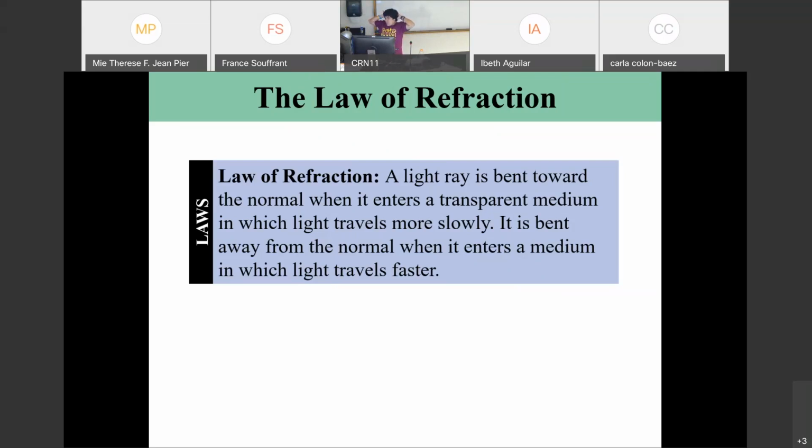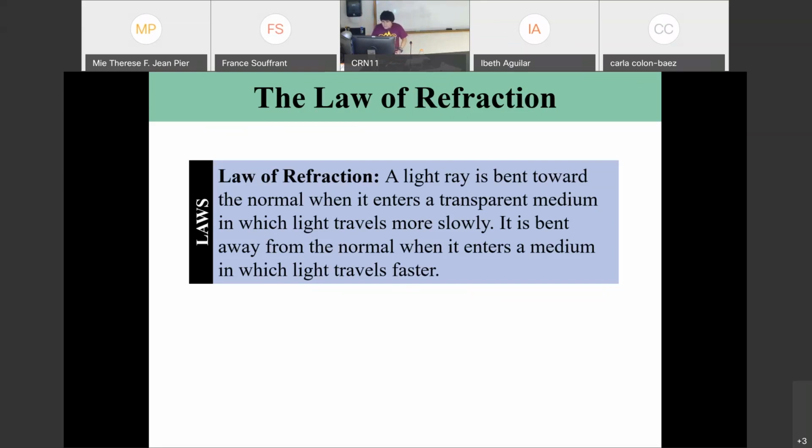Now you're probably wondering, so what happens with the refraction in the atmosphere? Well, the composition of the atmosphere is different because we have different layers. We have the exosphere, the mesosphere, the stratosphere, the troposphere. We live in the troposphere. But as we go farther and farther, the temperature and the pressure change. So the density changes.